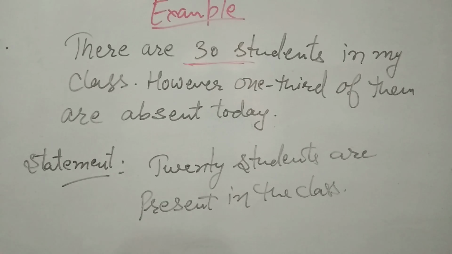Look at another statement: 20 students are present in the class. Total students were 30, 1/3 absent means 10 are absent. Out of 30, 10 are absent and we are left with 20 students present in the class. This statement is true. In this case, we will write true.